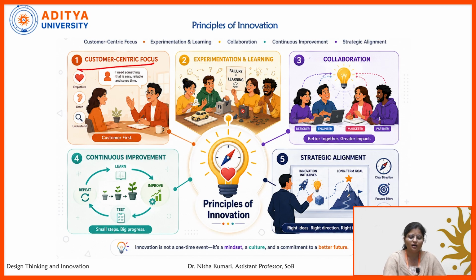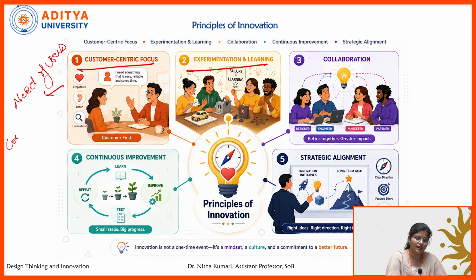Then there are some certain principles of innovation. First and foremost, the entire process is user centric, and whatever idea we come up with should address the real need of the consumers, customers, or users. Then experimentation and learning. Innovation is all about experimentation and learning. It's not a one-time process, it's a continuous process where we are striving for learning and for the successful implementation of the new product or service.